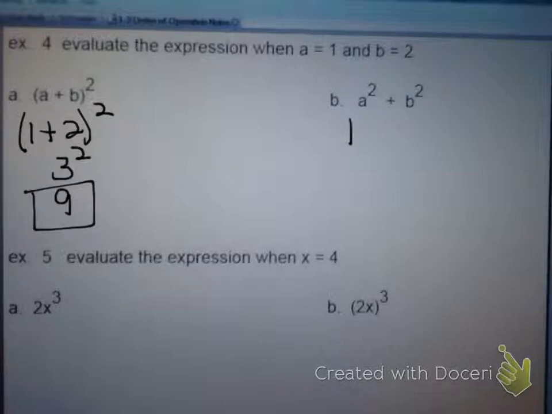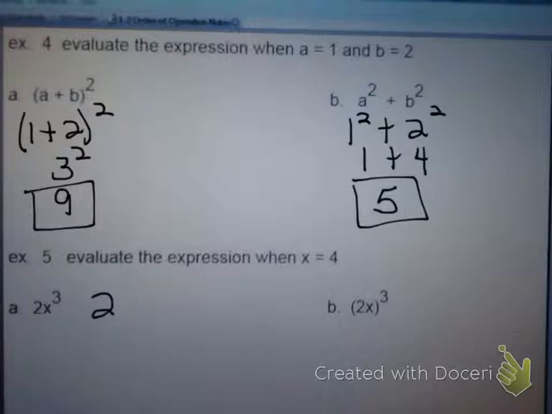Now notice in example B, we're squaring the A and we're squaring the B separately. So when we go to plug in 1 for A and 2 for B, order of operations says we do exponents first. Then we add and we get 5.